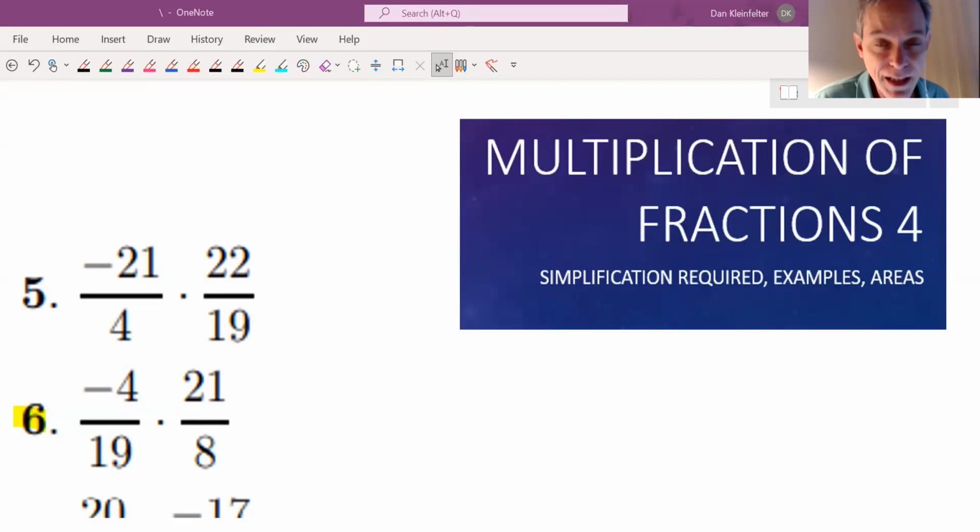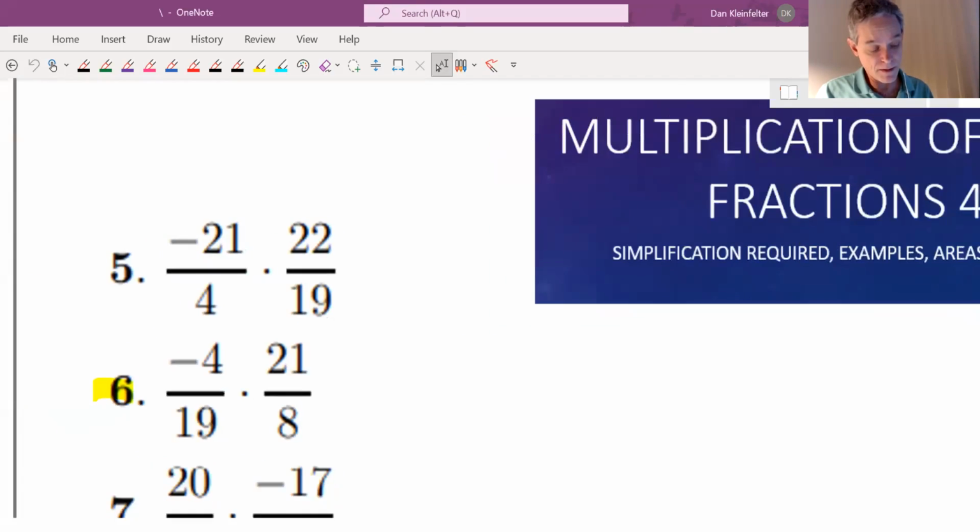Welcome back, everybody. In this fourth part of our videos on multiplication of fractions, we're going to be focusing on examples, especially ones that require simplification, and then also areas of shapes. So let's have a look first at this problem, number 6.